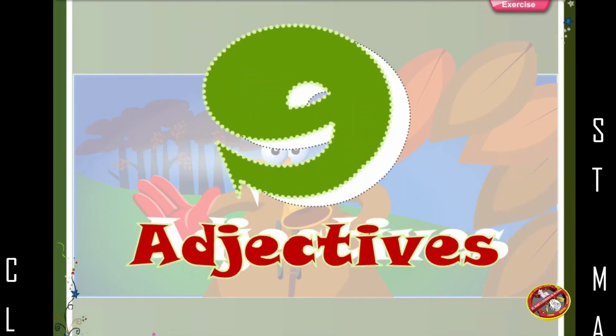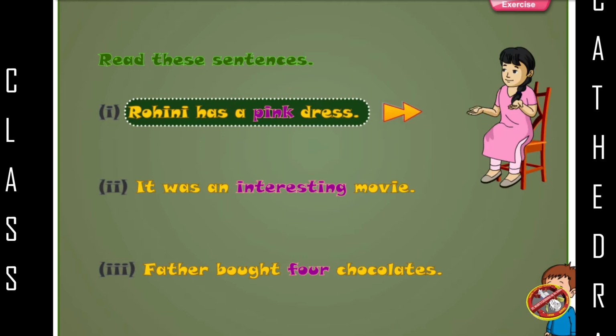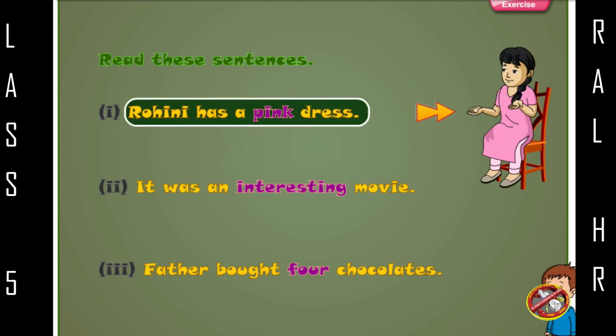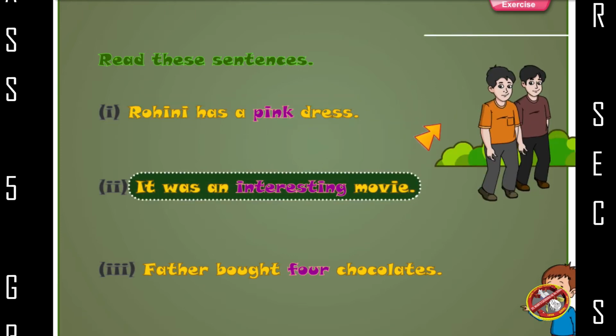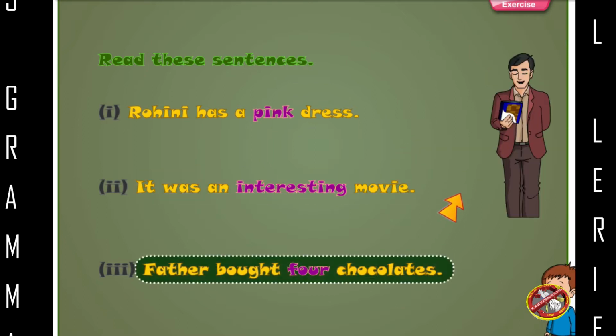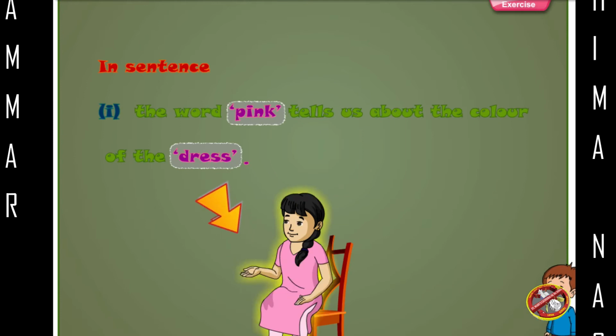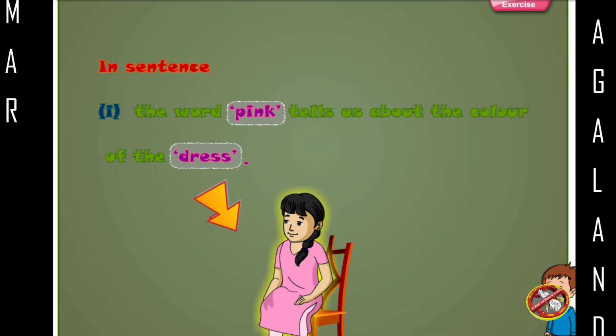Chapter 9. Adjectives. Read these sentences. Rohini has a pink dress. It was an interesting movie. Father bought 4 chocolates. In sentence 1, the word pink tells us about the color of the dress.